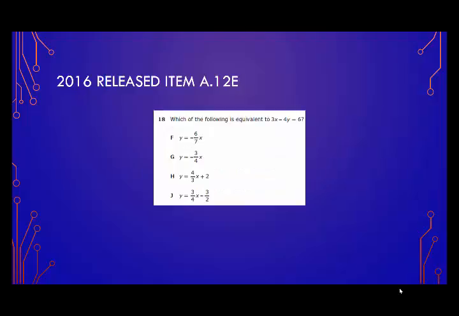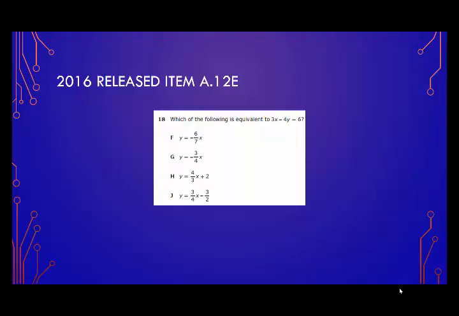Okay, 12E, coded with processes 1B and 1F. The correct answer is J. Again, this is a linear equation, and so the state would have expected them to be able to transform this from standard form into slope-intercept form. And 63% of our students were able to do that. They chose J. It's a little more complex because you do get some fractions. The y-intercept becomes a fraction there. 17% of our students chose H, and 16% of our students chose G.